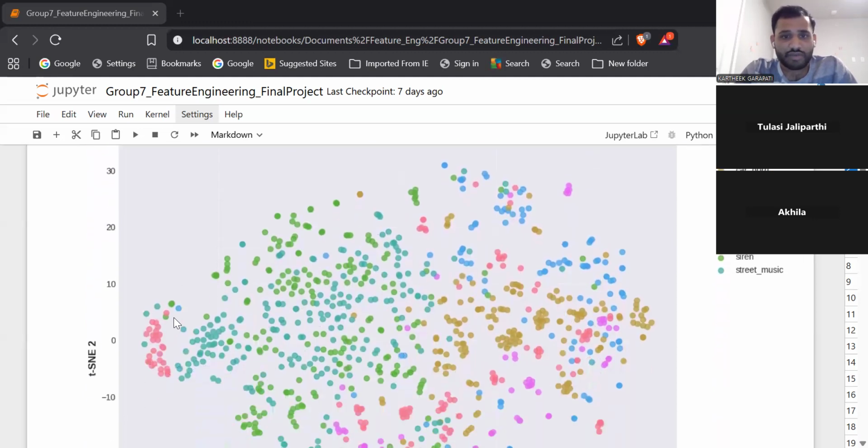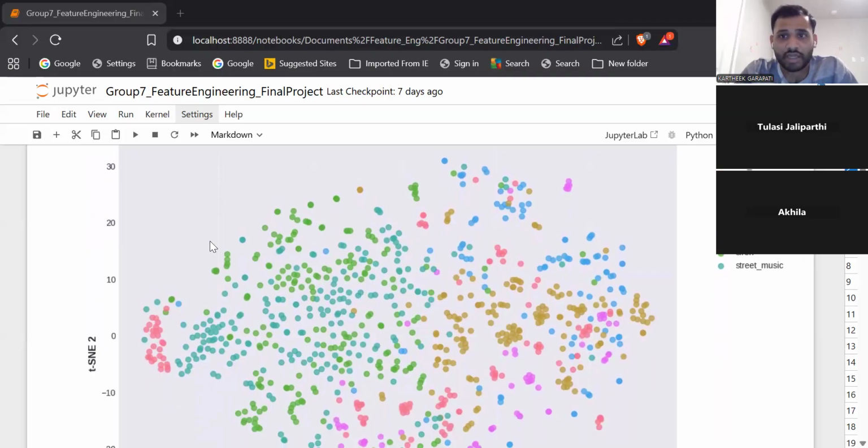Coming to visualization 4, t-SNE shows distinct islands of dog bark, air conditioner, and gunshot, confirming high separability. Street music and children playing overlap, validating similarity.